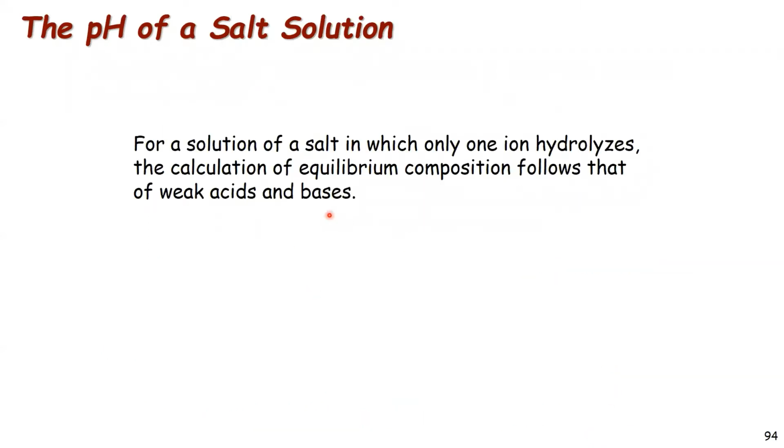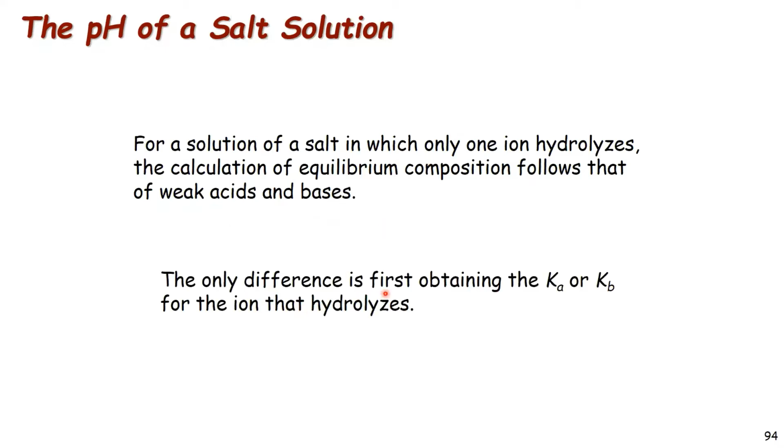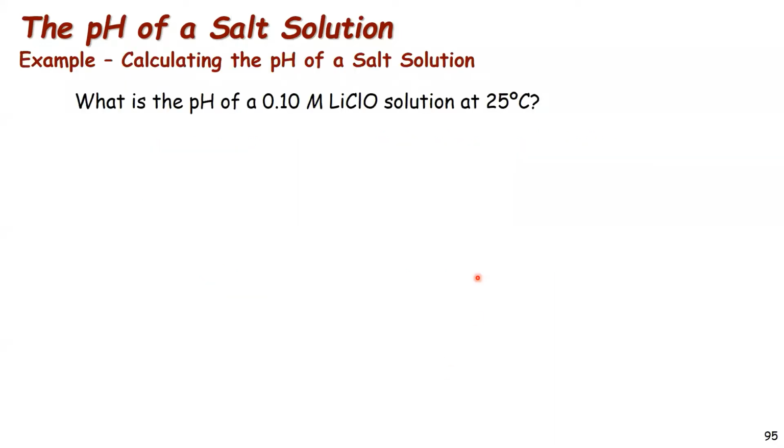Okay, so let's talk about the pH of a salt solution then. For a solution of salt in which only one ion hydrolyzes, the calculation of equilibrium composition follows that of weak acids and bases. The only difference is first we have to obtain the Ka or Kb from either the conjugate base or the conjugate acid for the ion that actually hydrolyzes. For the one that doesn't hydrolyze, we're just going to ignore it. Nothing happens.